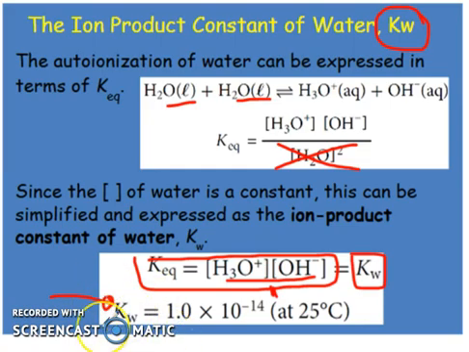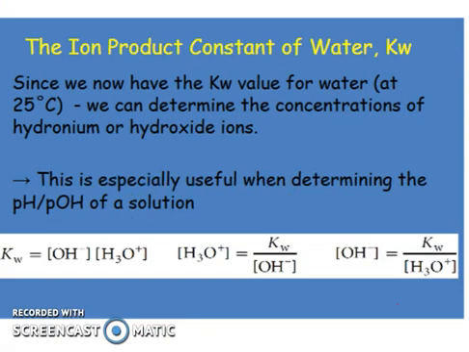So the K at 25 degrees Celsius, so in other words, SATP, it's a constant. So it's 1.0 times 10 to the negative 14. So this is going to become helpful to us. If you have hydronium or you have hydroxide, and a reaction's happening at SATP, we can actually solve for the other substance. And I'll show you in this next section here.